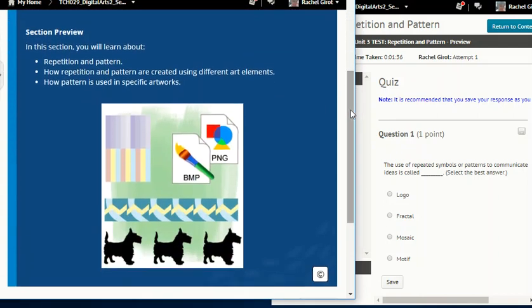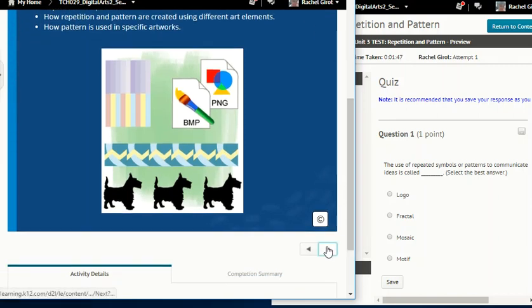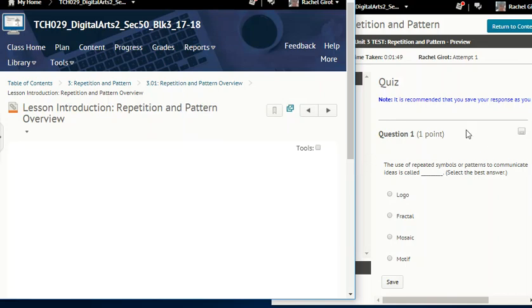Beautiful. In this section, you will learn about repetition and pattern, how repetition and pattern are created using different art elements, how pattern is used in specific artworks. Let's take a look at our first question.